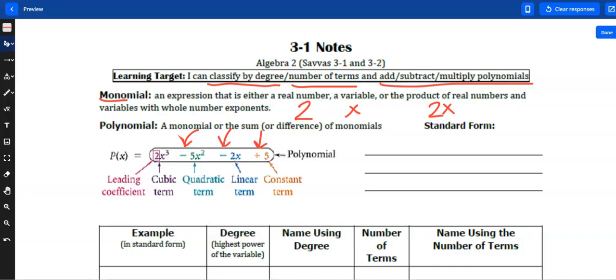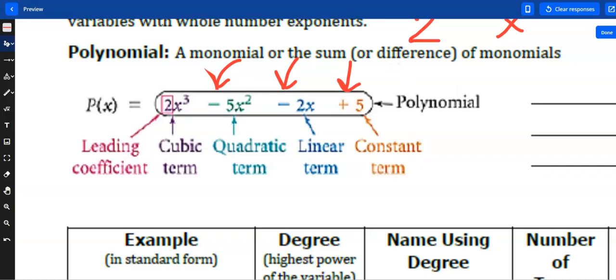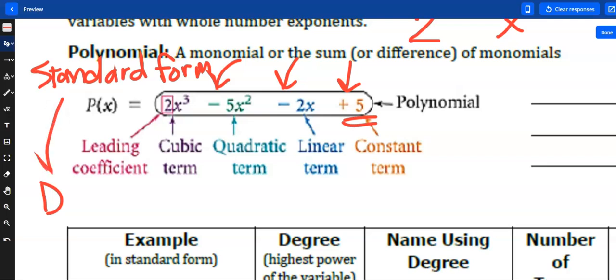Now, anything that is just a plain old number at the end, when we put things in what we call standard form, remember standard form, like what we talked about for quadratics, a standard form polynomial, that's decreasing order of exponents.